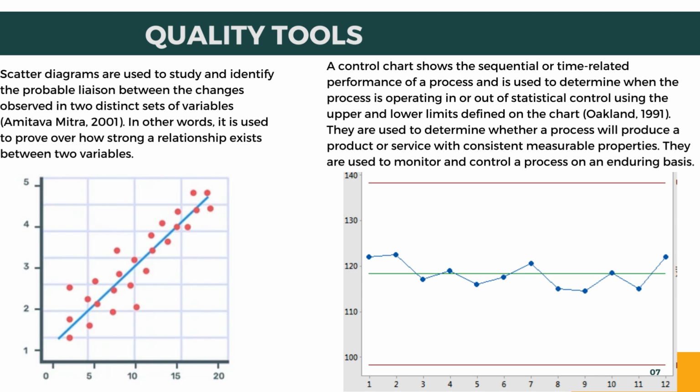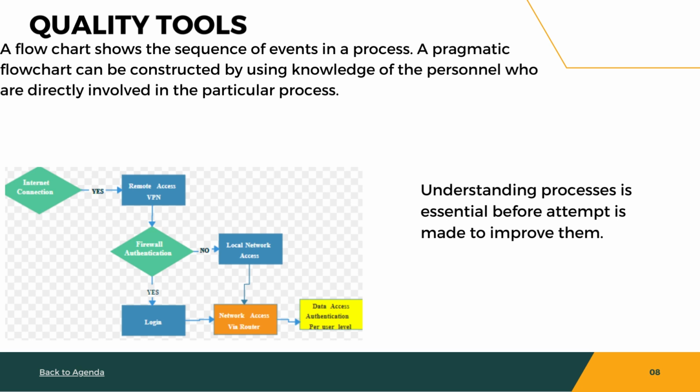They are used to determine whether a process will produce a product or a service with consistent measurable properties. They are, however, used to monitor and control processes on an enduring basis. Now, this is a flow chart.